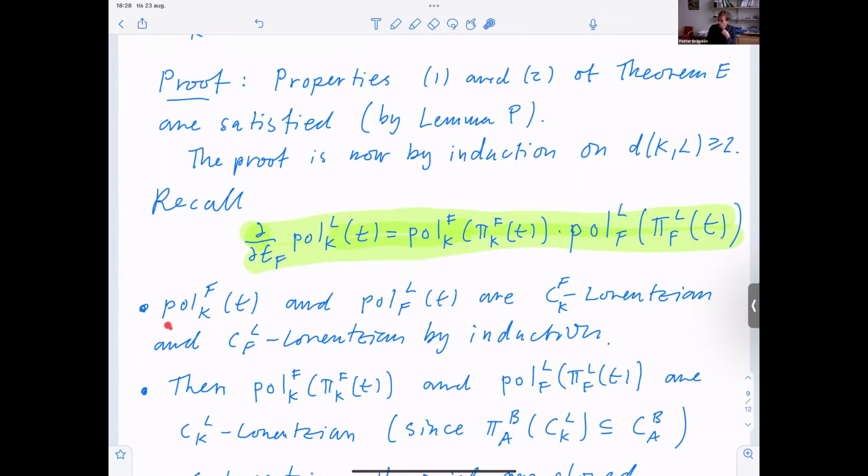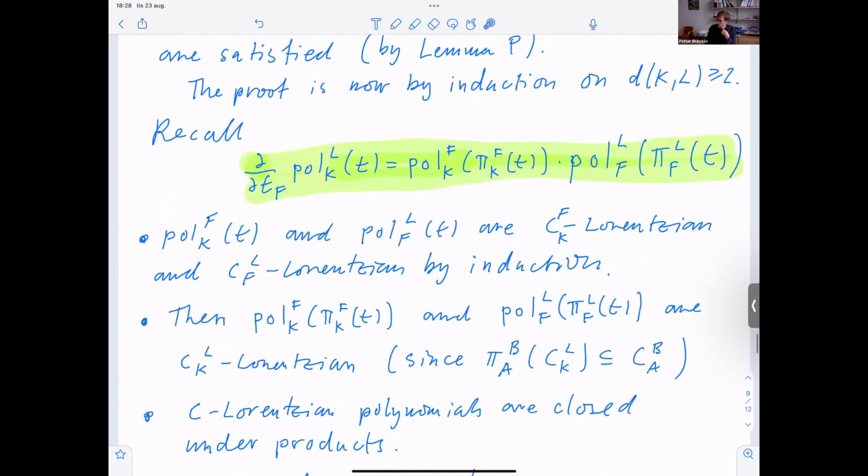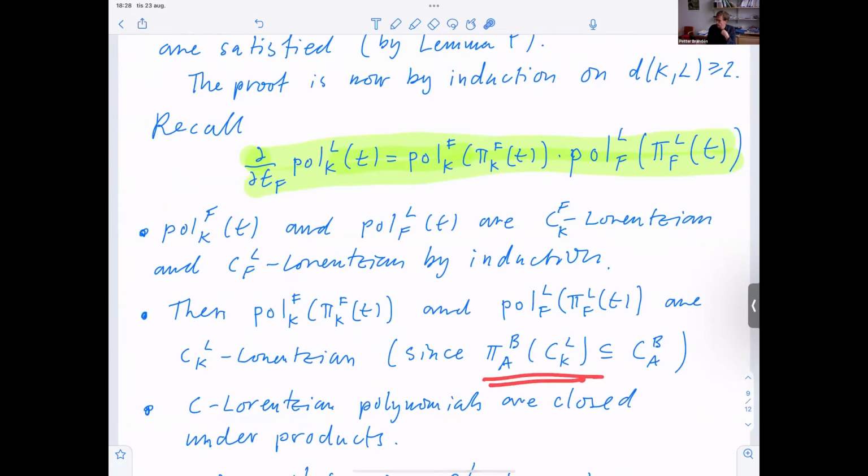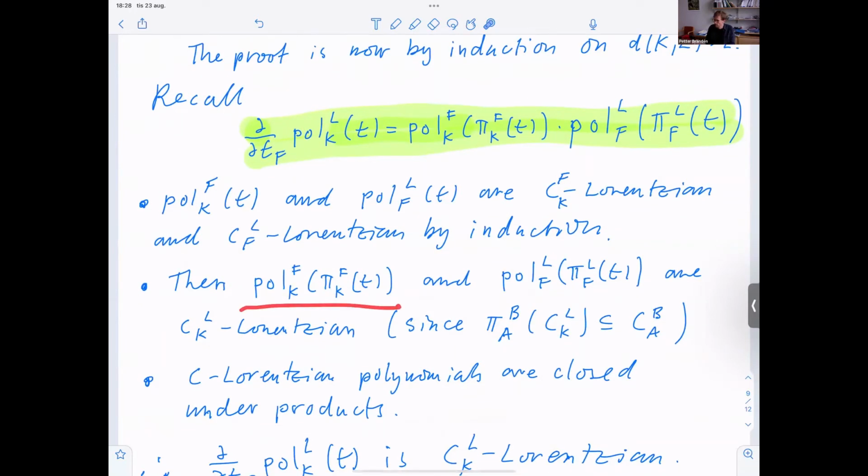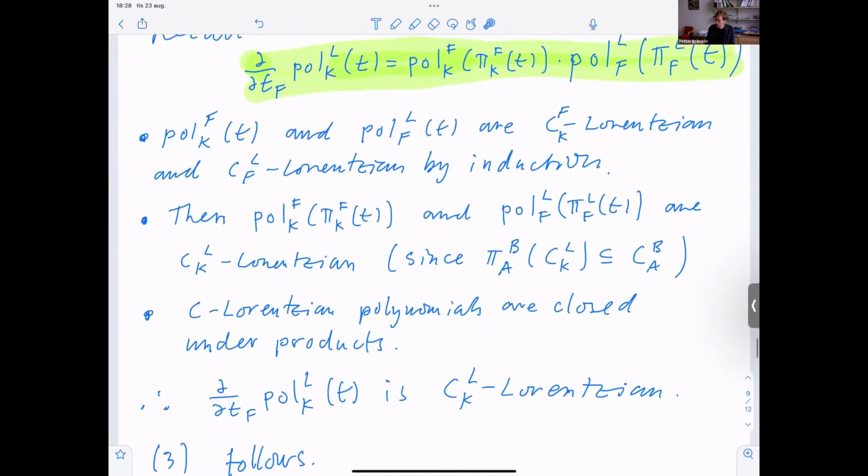So these two polynomials are Lorentzian by induction, but since we have this property that this projection maps into the cone for which this is Lorentzian, this means that these polynomials themselves are actually C_K-Lorentzian by induction. So these two polynomials are C_K-Lorentzian.